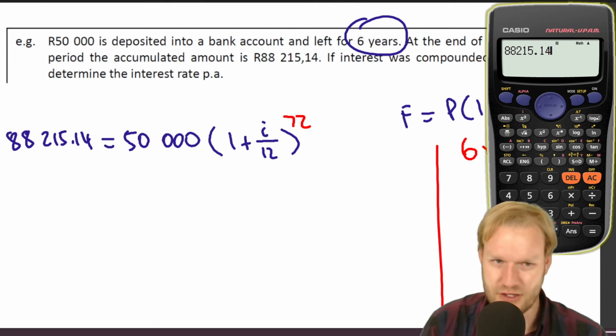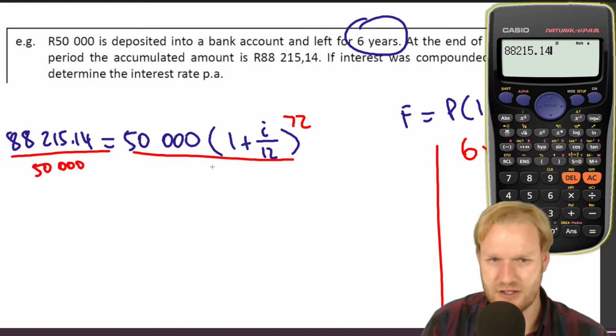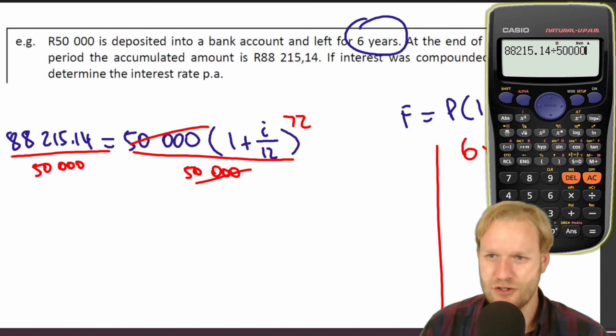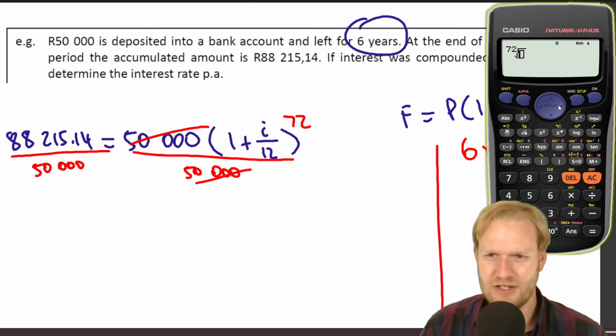88,215.14. And I first want to divide it by 50,000, because it's like divided by 50,000 on both sides, right? We're just solving that, so we'll get the next bit. But now I said I wasn't going to write all those steps. Now I already have. Divided by 50,000. Okay, now we've got 1 plus i over 12 to the 72. So we need to take the 72nd root. Which one is it, 72nd or 72th? Which one sounds better? I suspect those are two different answers.